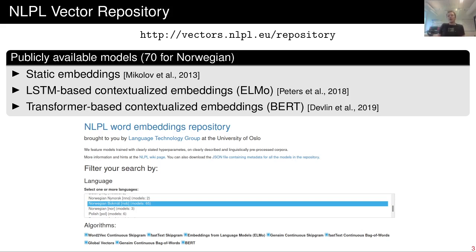The core of the NorELMo project is the so-called NLPL vector repository, which is a publicly available storage of pre-trained distributional models for different languages, including about 70 models for Norwegian. This includes good old static embeddings like word2vec, GloVe, fastText, etc., LSTM-based contextualized embeddings like ELMo, and transformer-based contextualized embeddings like BERT.